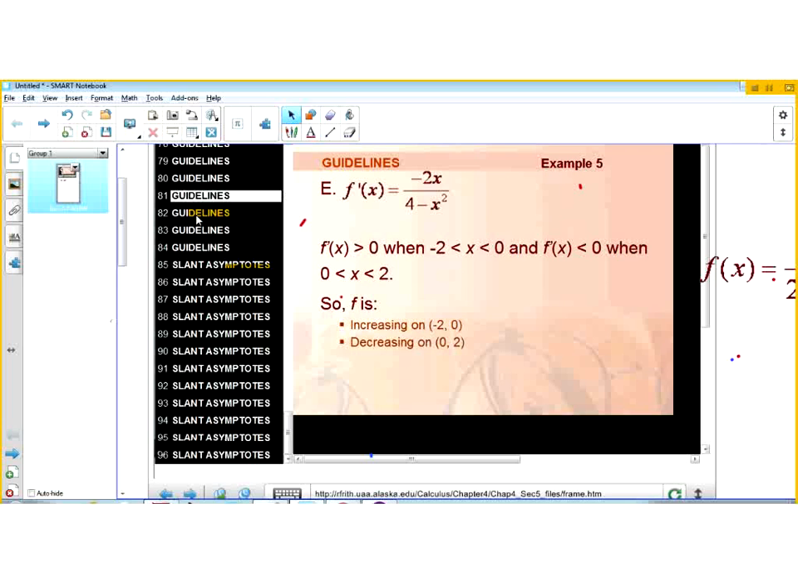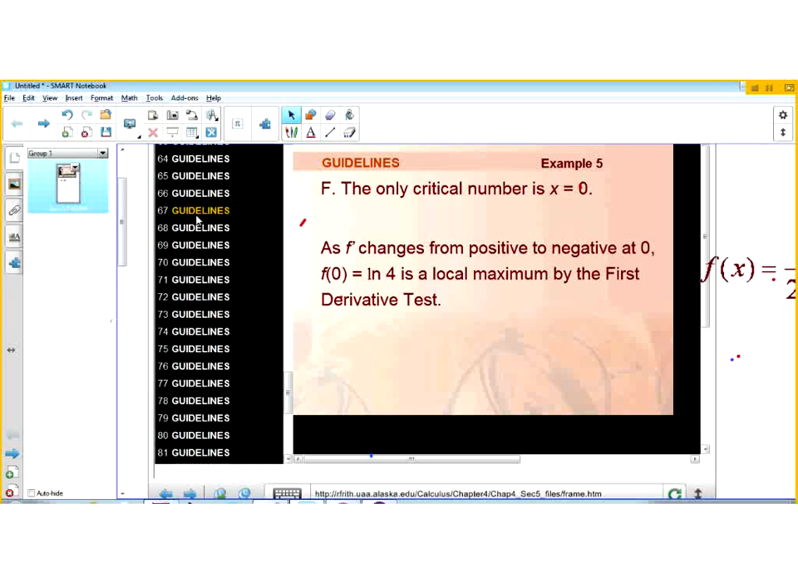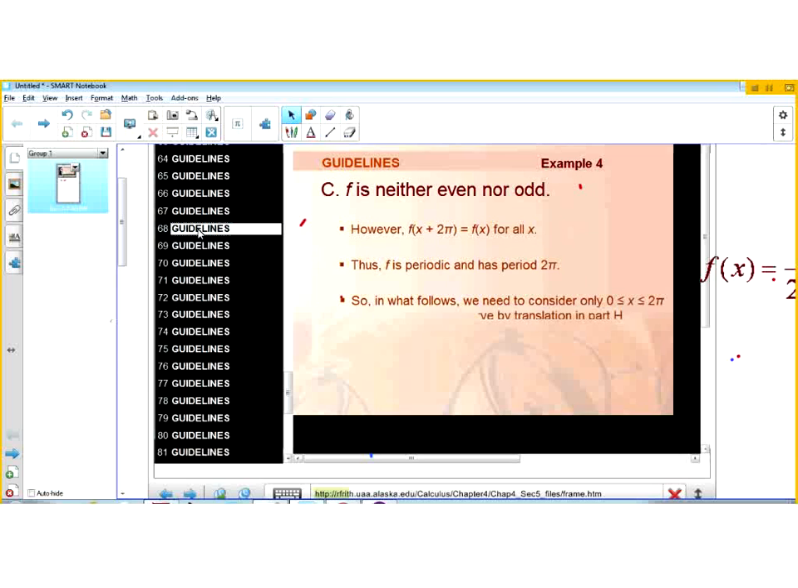Slide 82. So x equals 0, of course, is a critical number. f changes from positive to negative at 0, so f of 0 equals natural log of 4 is a local maximum. Apply the first derivative test.